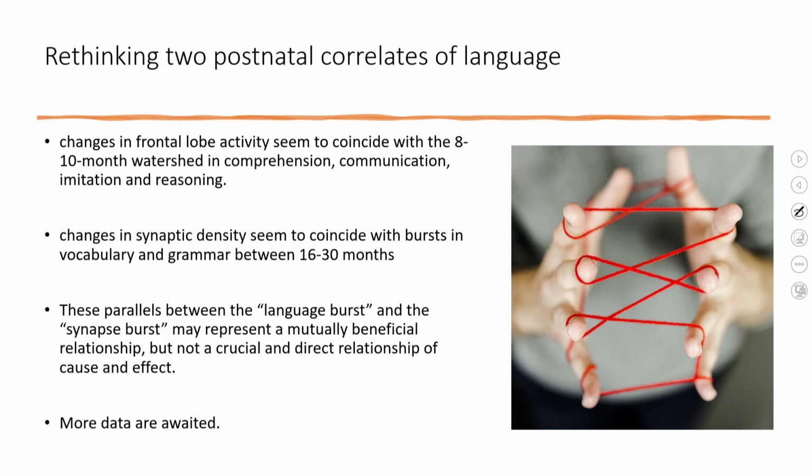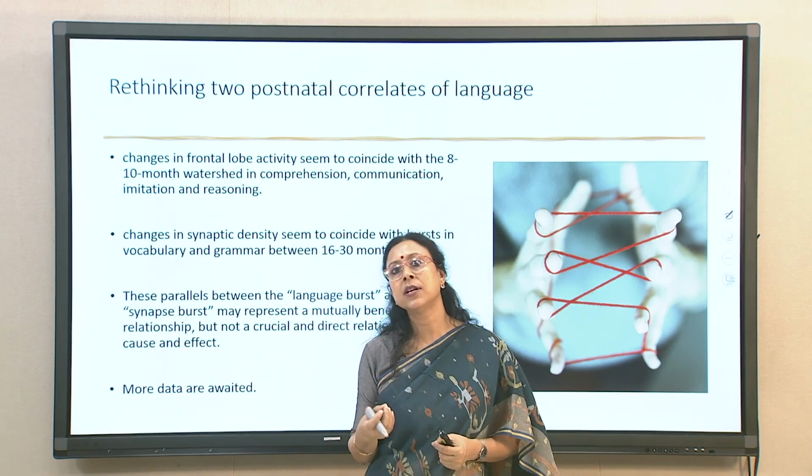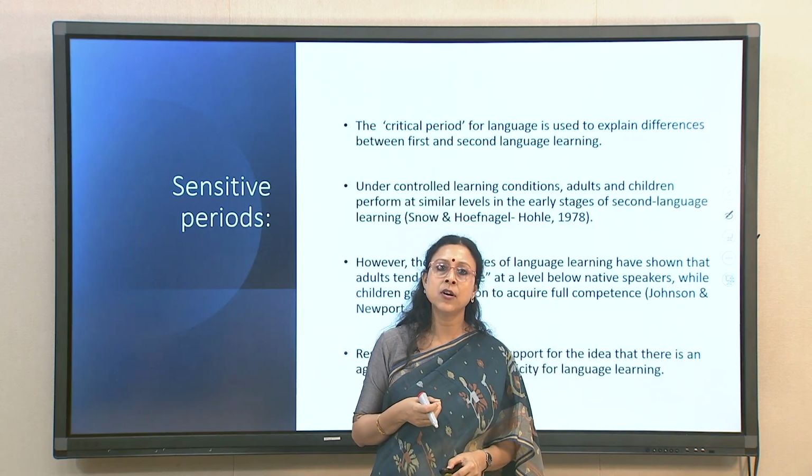So, changes in synaptic density seem to coincide with bursts in the vocabulary and grammar between 16 to 30 months. So, there is a parallel that has been proposed. These parallels between language bursts as well as the synaptic burst may represent a mutually beneficial relationship, but it may not be a very crucial and direct relationship of cause and effect. That is not what they are proposing. They are saying that there seems to be a mutually beneficial kind of relationship. Of course, more data are awaited, more work is going on in this domain.